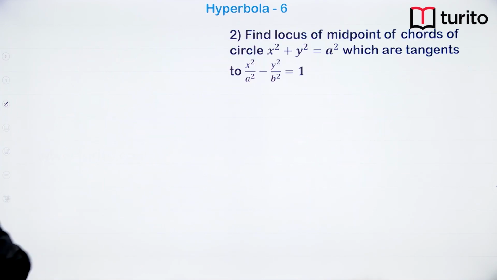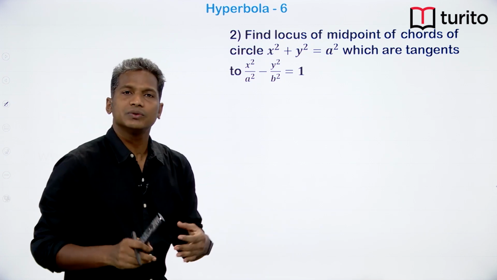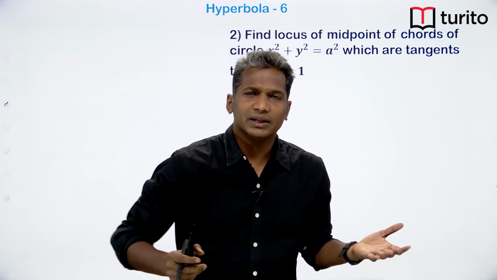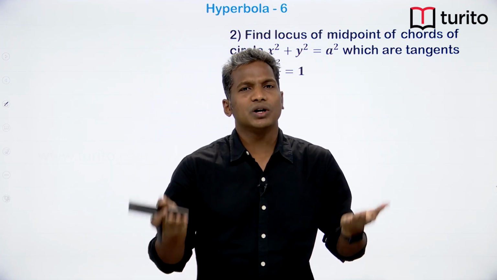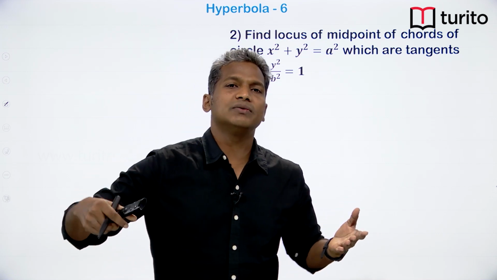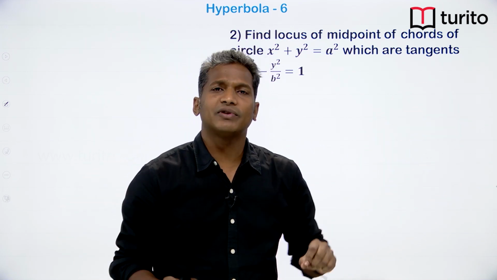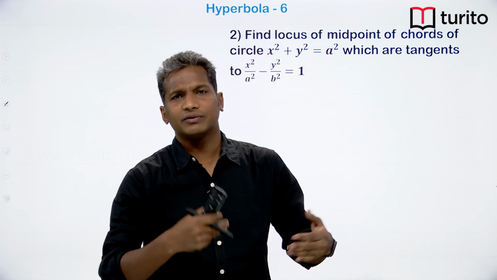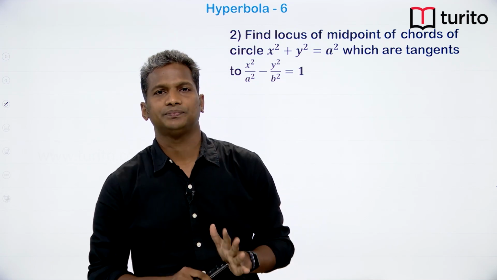Okay, next. Find the locus of midpoint of chords of circle which are tangents to hyperbola. So, this question is one prototype of questions. In general, two curves are given, a chord of one curve is tangent to the other curve, then find the locus or find a condition, or some other kind of questions may come. In this type of questions, how to proceed?